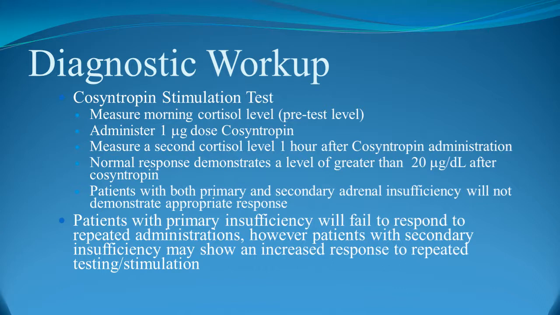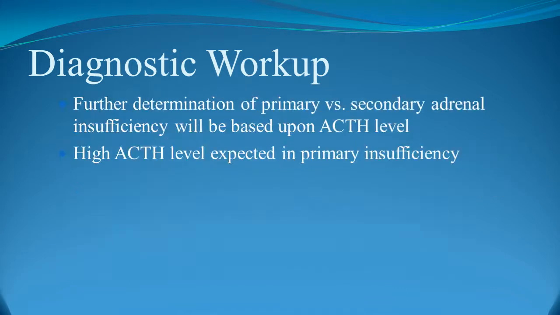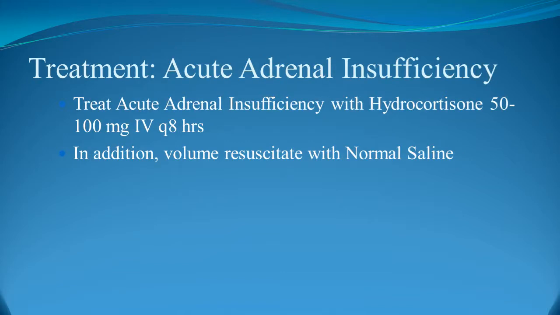Patients with primary insufficiency will fail to respond to the repeated administration. However, the patient with secondary insufficiency may show an increased response to the repeated stimulation testing. Further determination of the primary versus secondary adrenal insufficiency will be based on ACTH levels. High ACTH levels would be expected in primary insufficiency.